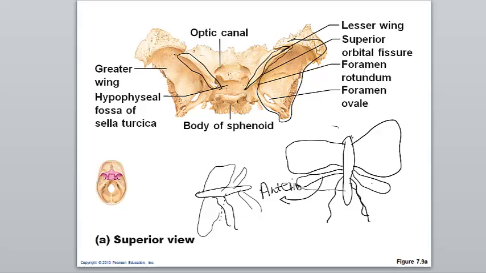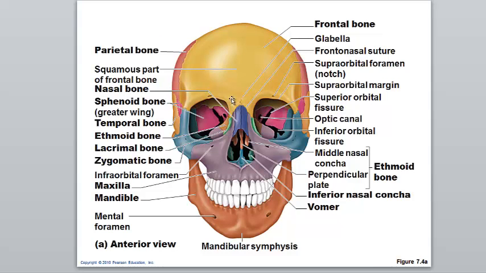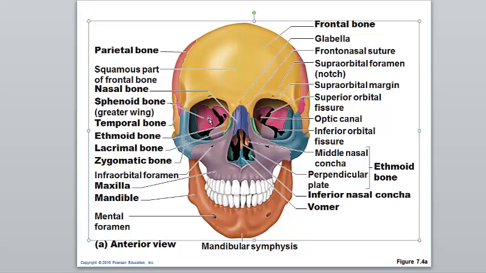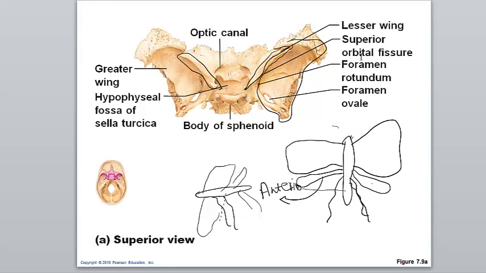The importance of this is it actually forms a part of your orbits. Your greater wings and your lesser wings form a part of your orbit. So how's that going to be? Let's look at this picture. Do you see the pink structure? That basically is your sphenoid bone. You see the greater wing and the lesser wing over here. Underneath this area will be your eyeballs, because it's part of your orbit.